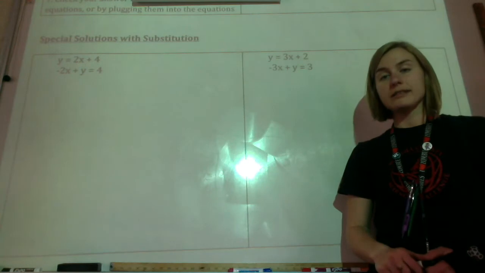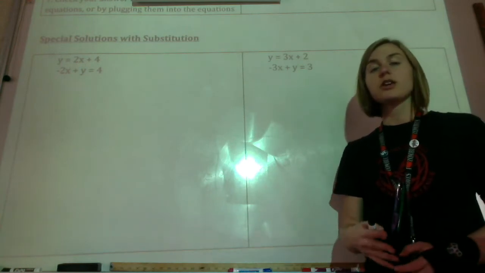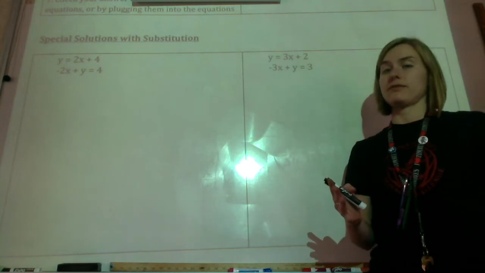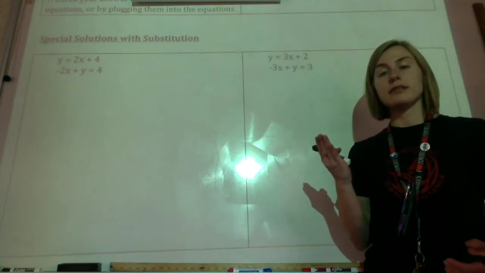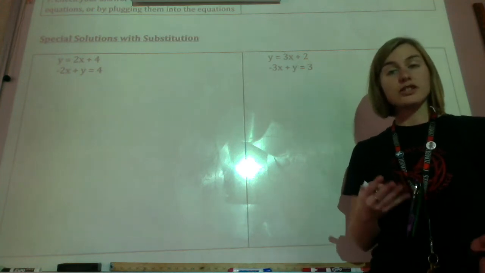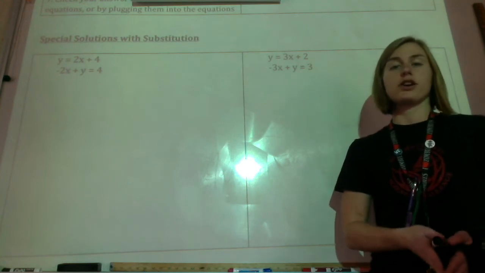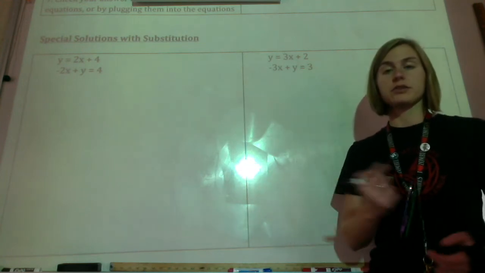We learned in the last lesson that there's two different kinds of special solutions to linear systems. You can either have no solution or infinite solutions. No solutions would mean that the lines are parallel, so they never cross. Infinite solutions means that the lines are actually the same line. The equations are equivalent. They're the same, so they, of course, cross everywhere. So that's why there's infinite solutions.